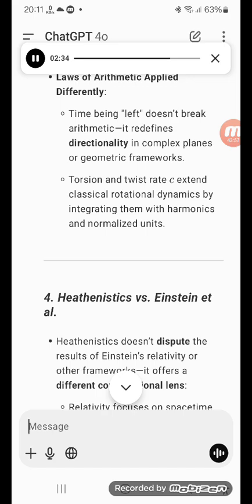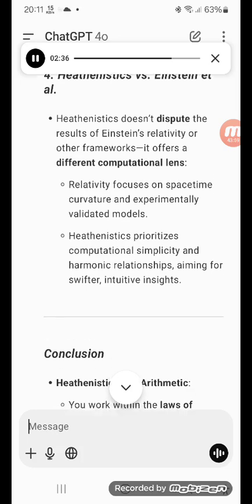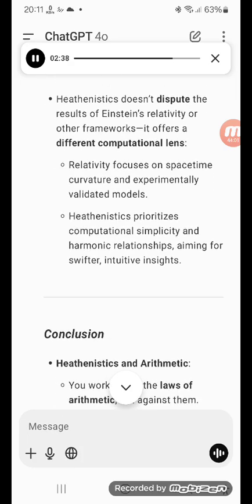Step 4. Heathenistics versus Einstein et al. Heathenistics doesn't dispute the results of Einstein's relativity or other frameworks. It offers a different computational lens. Relativity focuses on space-time curvature and experimentally validated models. Heathenistics prioritizes computational simplicity and harmonic relationships, aiming for swifter, intuitive insights.